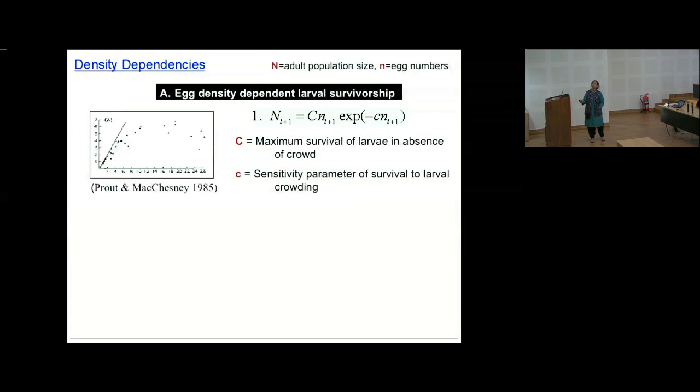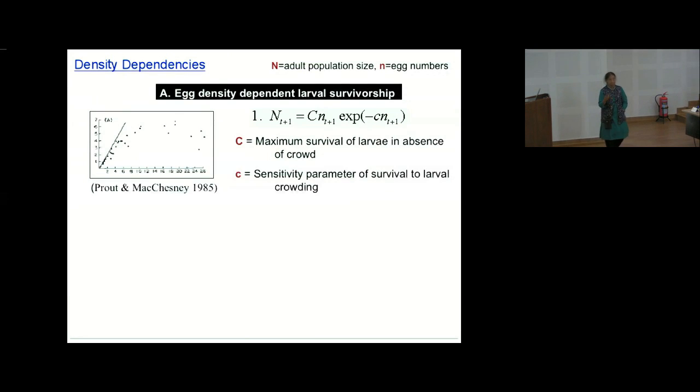So when there are very, very few eggs, there's a linear increase. You can see that, the first term in the exponential series. And small c is the sensitivity parameter of survival to larval crowding. Every species has different sensitivity, like everything else. Every species has certain qualities to survive and respond to stress and all that. So this is what they did. They gave this particular functional form.